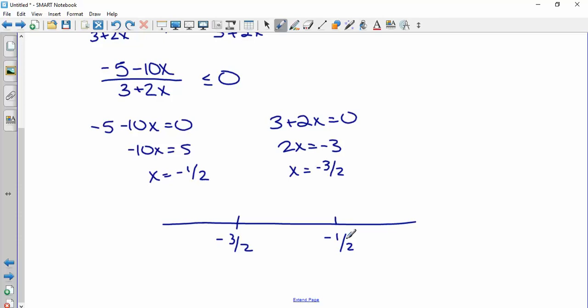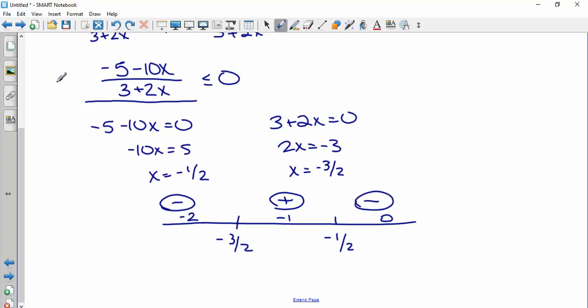So then pick your method. I did the last one by graphing, so I'll pick points this time. Smaller than -3/2 would be -2. In between them, maybe a -1. Bigger, a 0. You plug in here. So if I put in a -2, I get a positive on top, negative on the bottom, so that's a negative. Put in -1, I get positive on top, positive on bottom, so positive. 0 gives me negative over positive, which is negative.